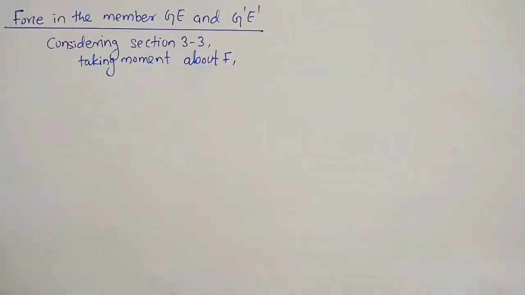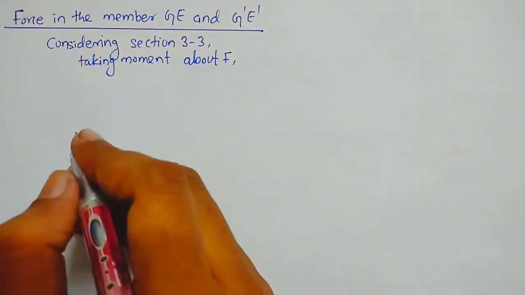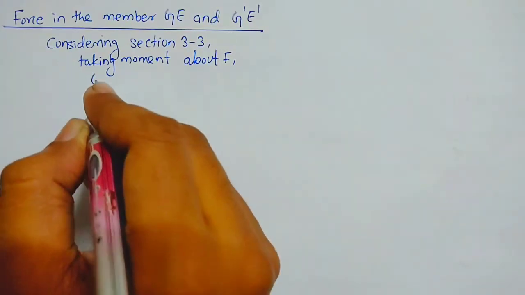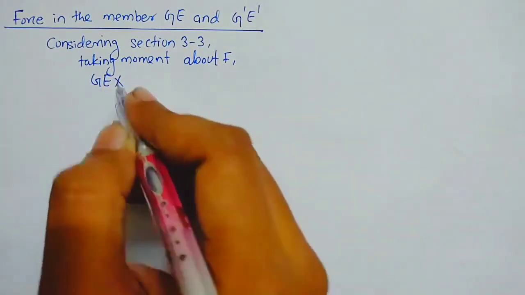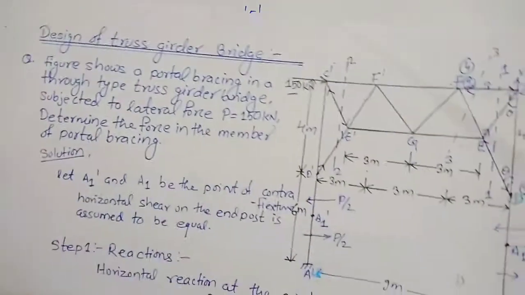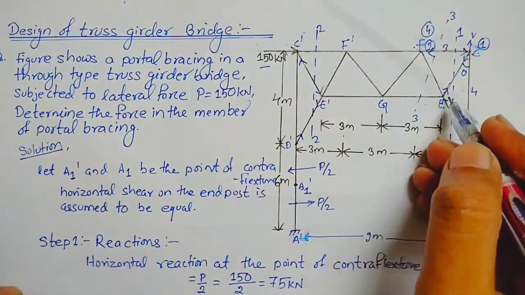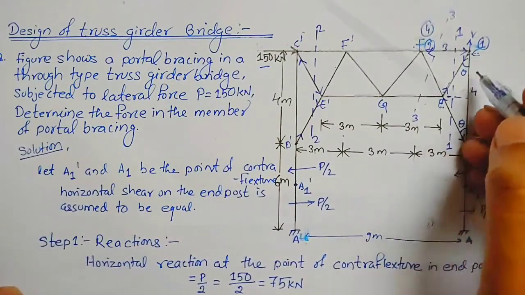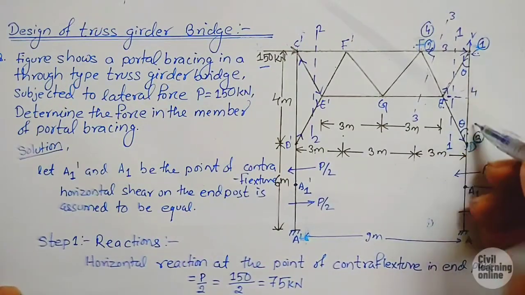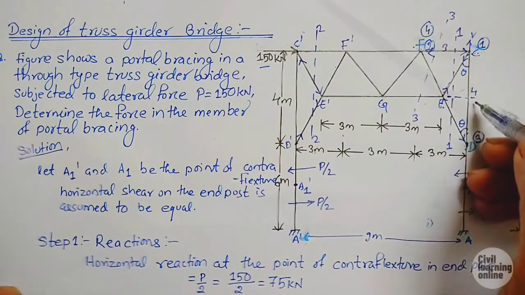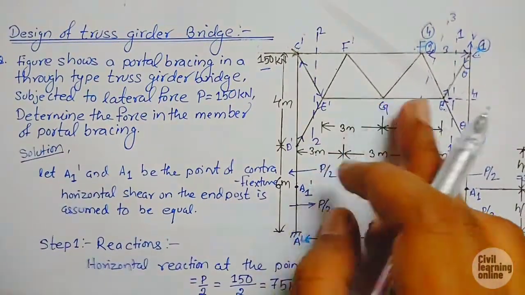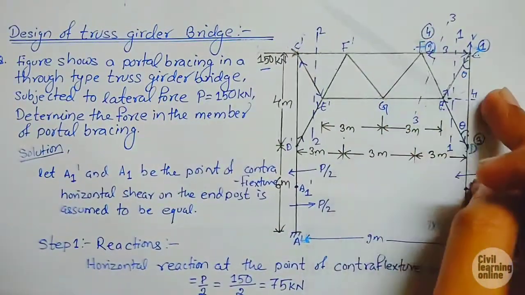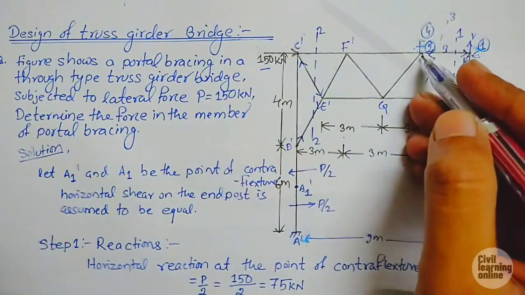So let us write down here, taking moment about F, what we will have: GE times, now see here guys, actually GE is at mid span, so the span will be half of this 4 meter. This whole is 4 meter, so half of 4 meter will be 2 meter. So GE will be multiplied by 2 meter span due to the distance from F.